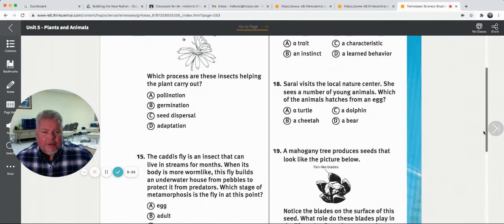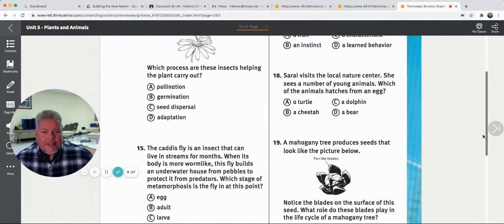Okay, 18. Sarah visits the local nature center. She sees a number of young animals. Which of these animals hatches from an egg? Well, we know turtles hatch from eggs. You've seen probably pictures of them or videos of them on the ocean when the little baby turtles come out of the egg and they try to get real fast into the ocean water, those sea turtles. Turtles lay eggs. It's a reptile. Dolphins? No. Bears? No. You ever seen a bear egg? Cheetahs? No. The answer is turtles.